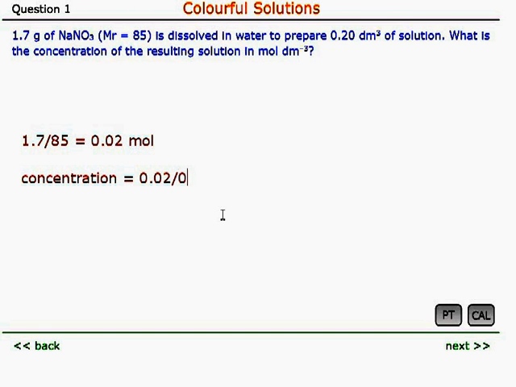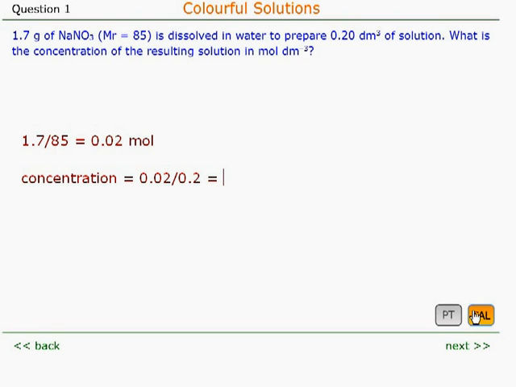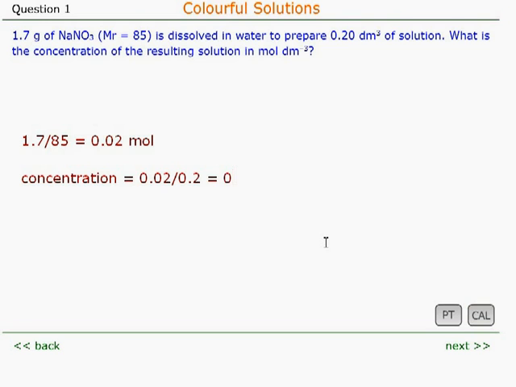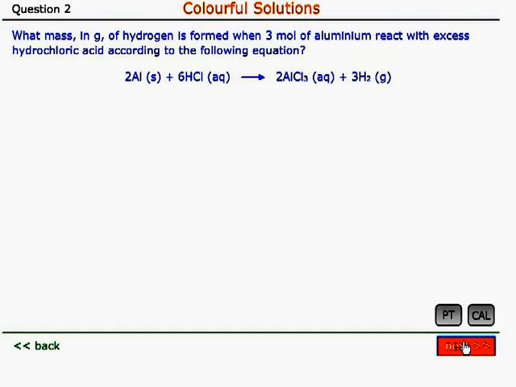Now this is per litre, so we must divide by the number of litres. So the concentration equals 0.02, the number of moles, and the number of litres we're told is 0.2. 0.02 divided by 0.2, if you can't see it, 0.02 divided by 0.2, and this gives us 0.1. 0.1 moles per litre.